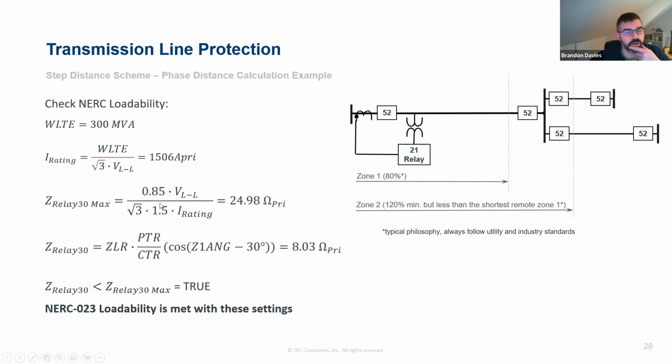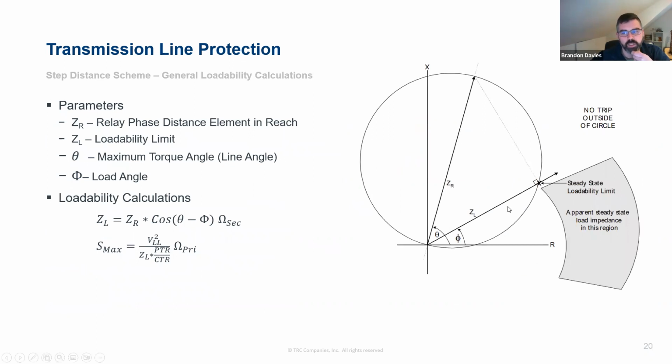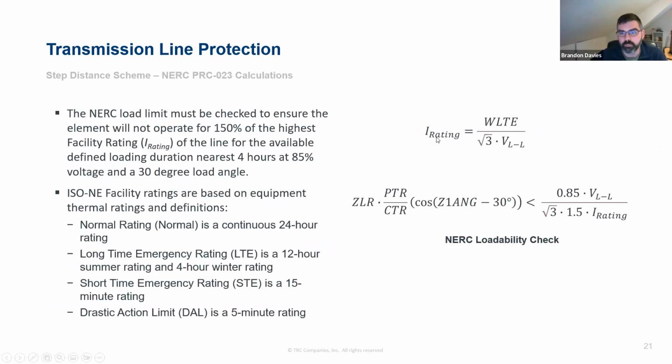Okay, yeah. So actually, I'll go up to this one because I think I've got a better slide that shows it. Okay, here. All right. So the NERC requirement says that it checks to see that the relay will not operate for 150% of the highest facility ratings. So that's that winter LTE, long-term emergency rating, and 85% voltage. So you reduce the voltage, which impacts how the relay responds and how the load looks, and at a 30-degree angle. So that's where those 3 numbers are coming from. It's right out of the PRC-023 compliance.